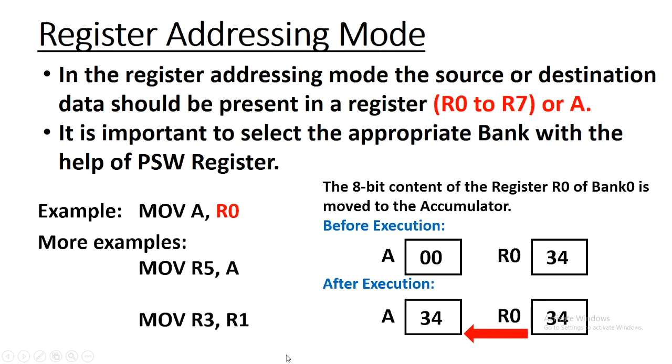More examples like MOV R5, A. Here the content of the accumulator is copied into the R5 register. In the next example, one instruction is written which is MOV R3, R1. There is no such instruction in 8051, you cannot move data from one register to another register. So A must be involved as a source register or destination register. You cannot move data from one register to another register like here in MOV R3, R1.